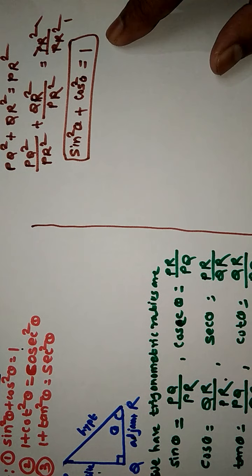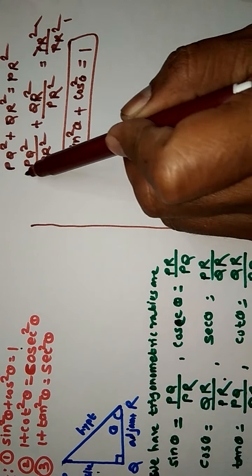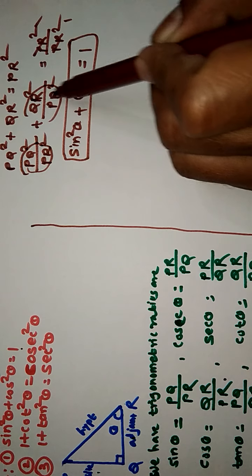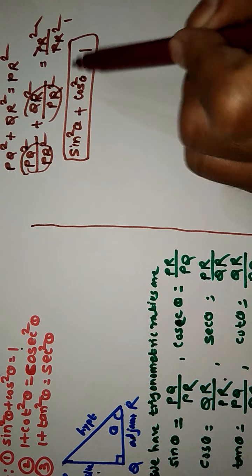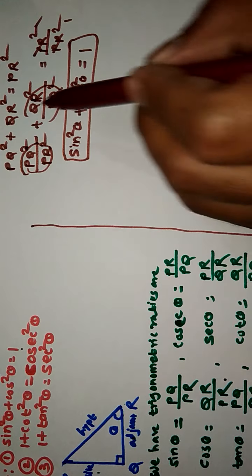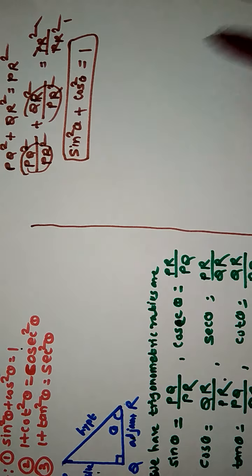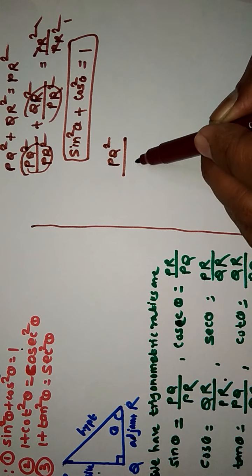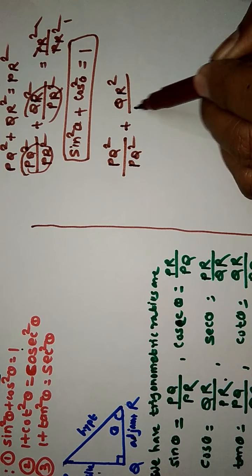How can we prove the next? First write down the Pythagoras theorem, divide by PR square on both sides and write down the respective ratios: PQ upon PR means sine, QR upon PR means cos, and since the square is given, we write their respective squares. Now to prove the second, 1 plus cot square is equal to cosec square, we divide on both sides by PQ square, which means each term is divided by PQ square.